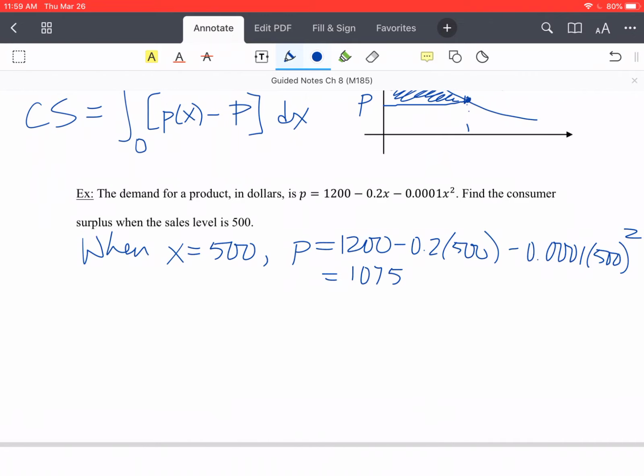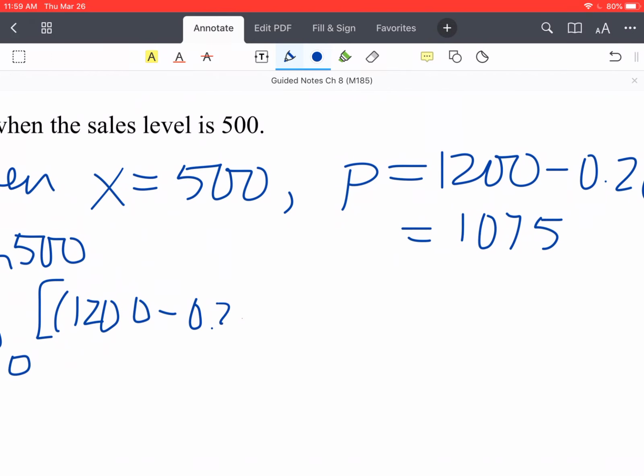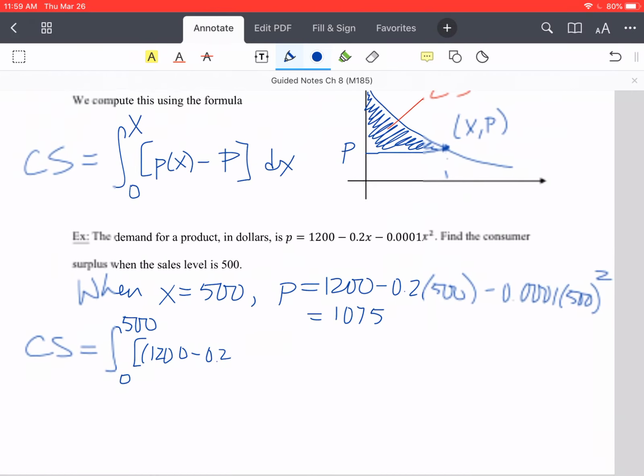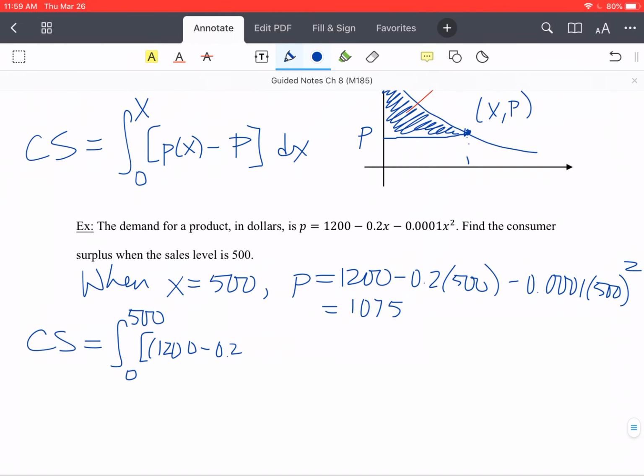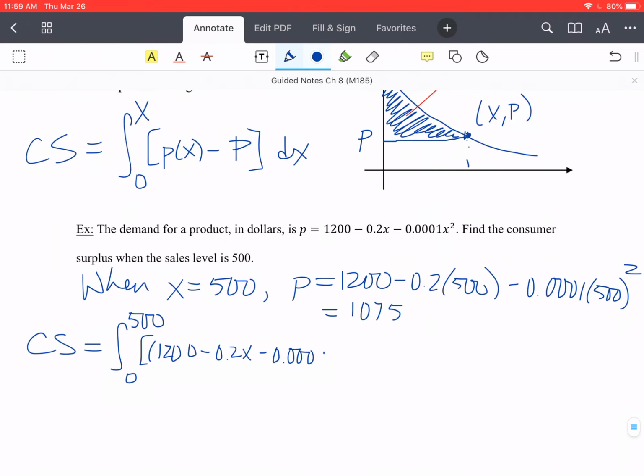Okay. So our consumer surplus is the integral from 0 to 500 of the function 1200 minus 0.2x minus 0.0001x squared minus 1075 dx.